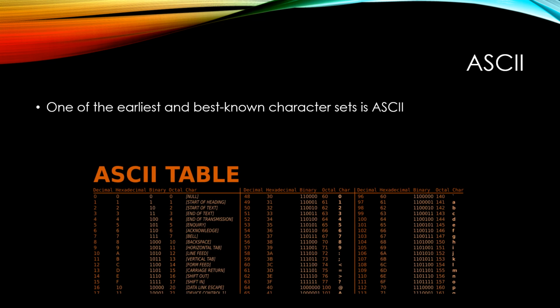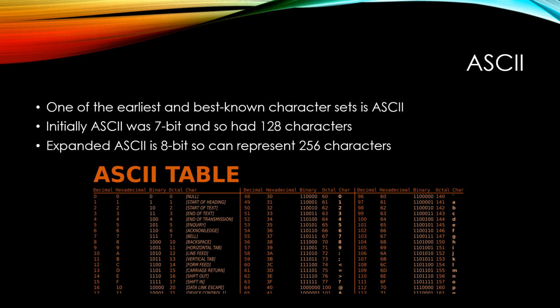ASCII, short for the American Standard Code for Information Interchange, is one of the earliest and best known character sets. Initially, ASCII was 7 bits, and so had 2 to the power of 7, or 128 characters. Expanded ASCII is 8-bit, so it can represent 256 characters. This allowed it to include more symbols and some foreign accented letters. This means that a computer using the expanded ASCII character set uses 1 byte for each character that it represents.